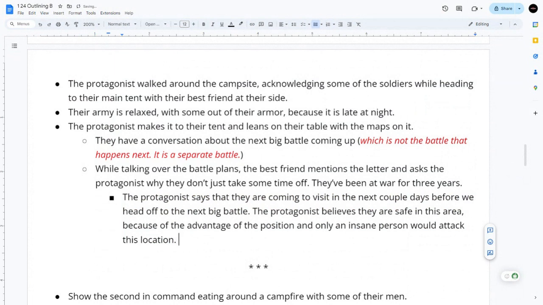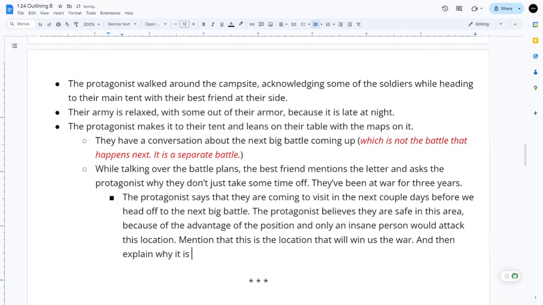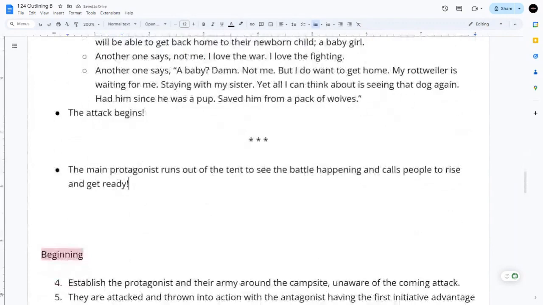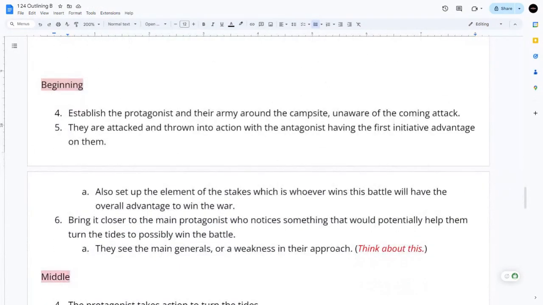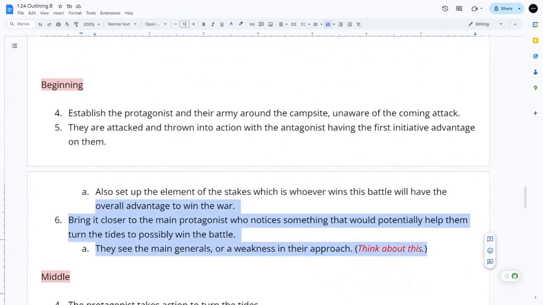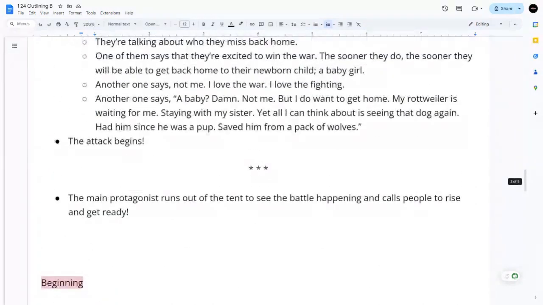You know, I might even mention that this is the location that will win us the war, and then explain why it is the location that will win us the war. Okay. Anyway. So, let's see. Establish protection. We did that already. Bring it close. All right. Let's already see the main general. Okay.